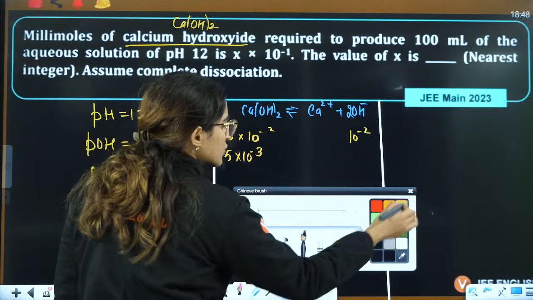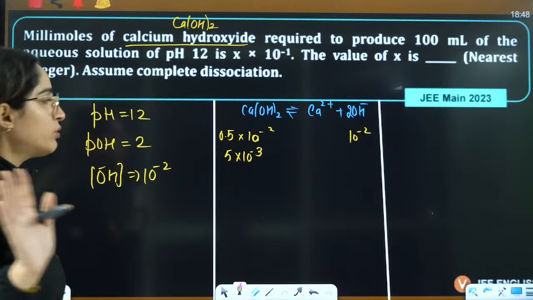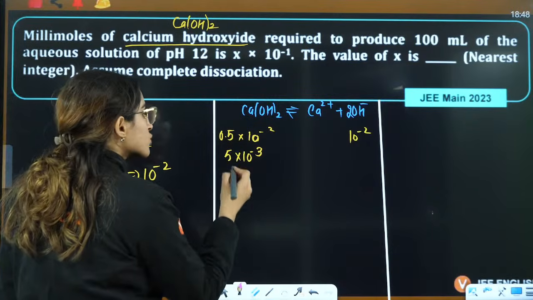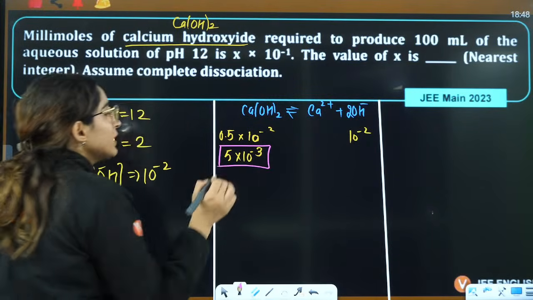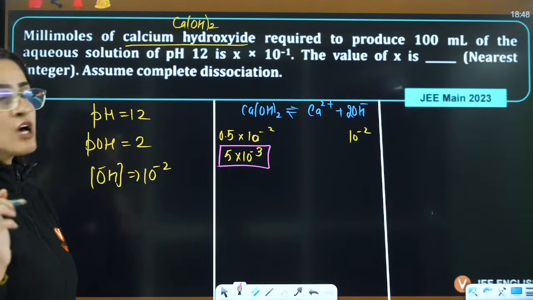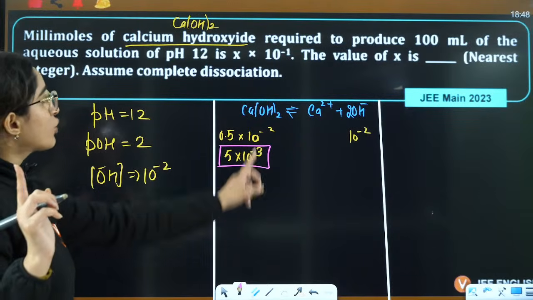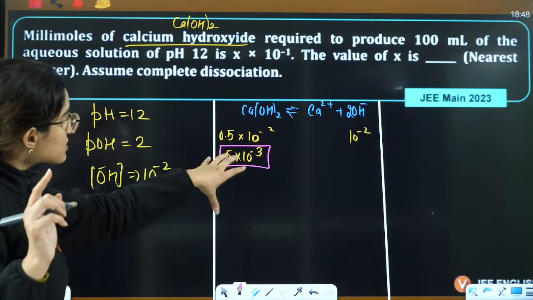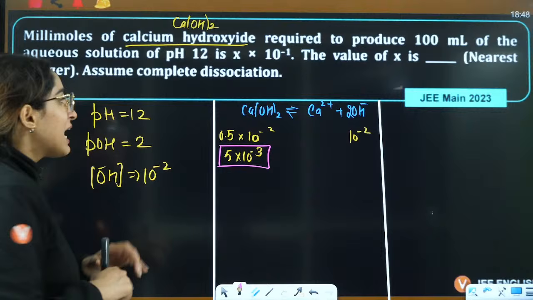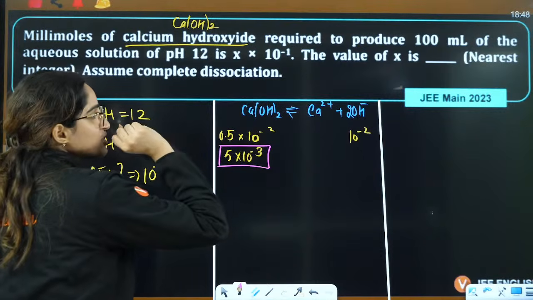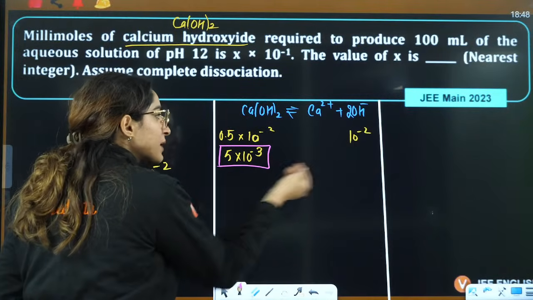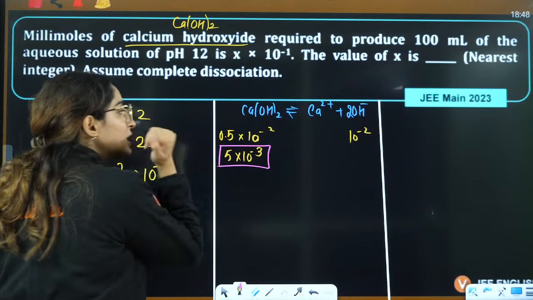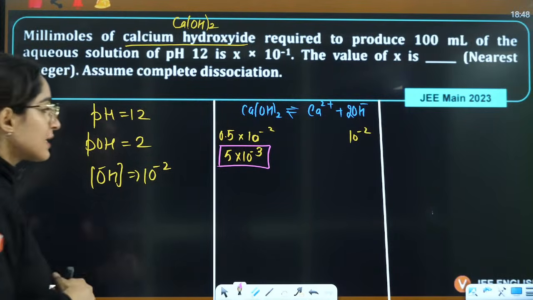It was also easy only, but one silly mistake can lead you there. So this concentration, because they are asking you millimoles of not H positive, not OH negative, they are asking you millimoles of CaOH twice. So that's why concentration of CaOH twice you have to see. If 1 mole is giving 2 OH, then this much will give you half of this. That's why I multiplied it by 0.5 here, right?